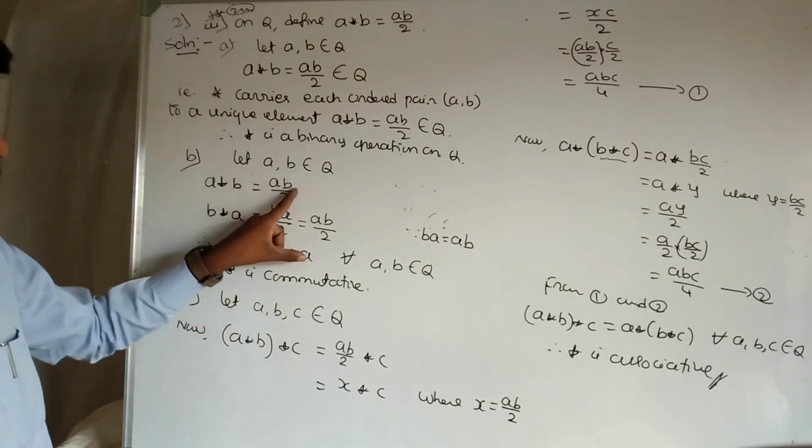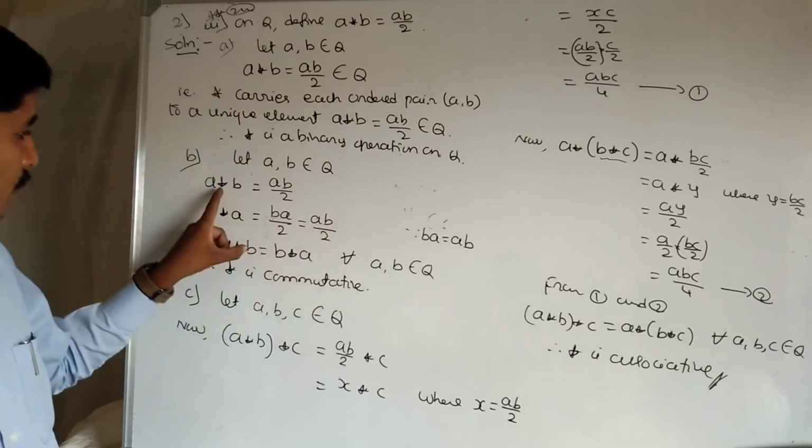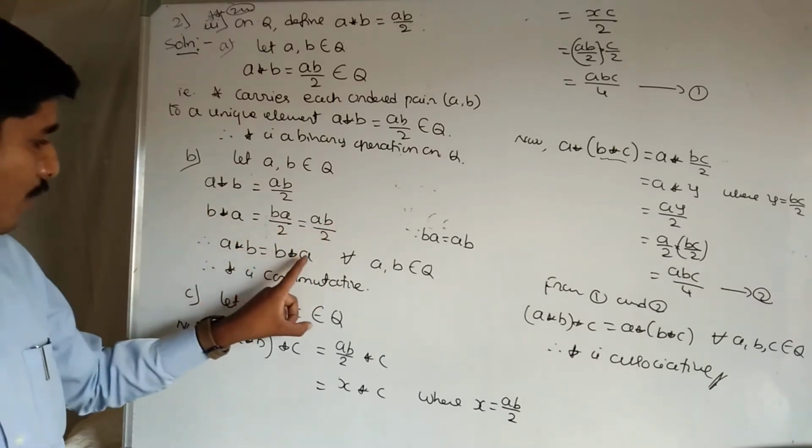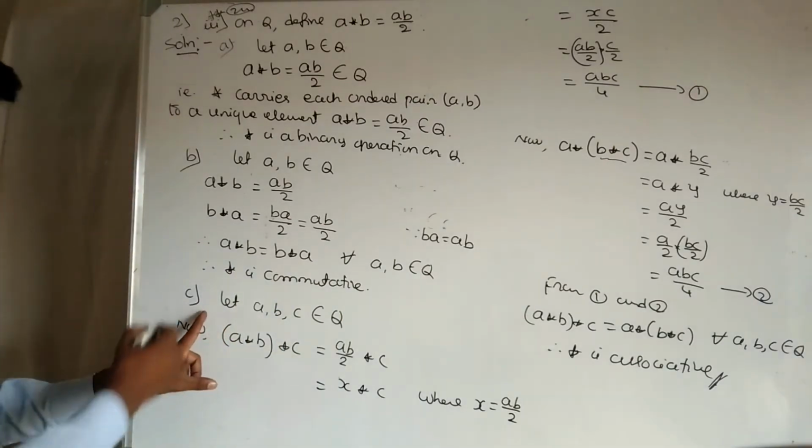Clearly, a star b equal to ab by 2, and b star a equals ba by 2. Here ba equals ab by 2. Therefore, both are equal: a star b equal to b star a. Therefore, star is commutative. This case is very important.